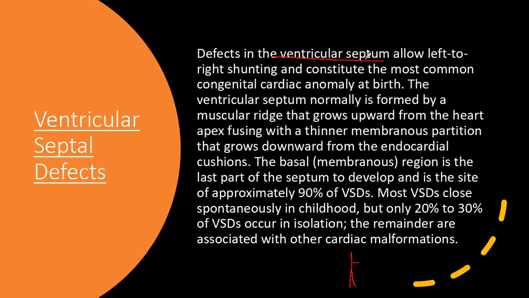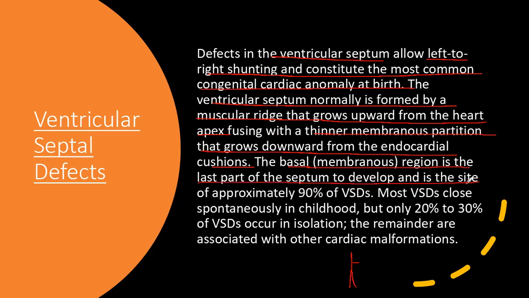These defects in the ventricular septum allow left to right shunting and constitute the most common congenital cardiac anomaly at birth. Now, the ventricular septum normally is formed by a muscular ridge that grows upward from the heart apex, fusing with a thinner membranous tissue that grows downward from the endocardial cushions. Now, the basal or the membranous region is the last part of the septum to develop, and it is the site of approximately 90%. So most of the VSDs affect the basal or the membranous part.